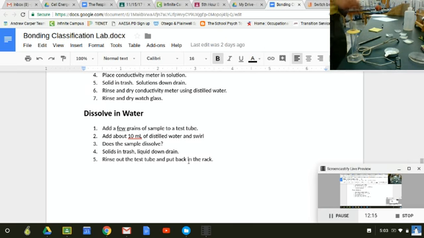All right, so you now have all the steps. I demonstrated them for you. Be careful of the hot water bath and the Bunsen burner. Make sure you are cleaning your test tubes in between uses. And last of all, have fun.